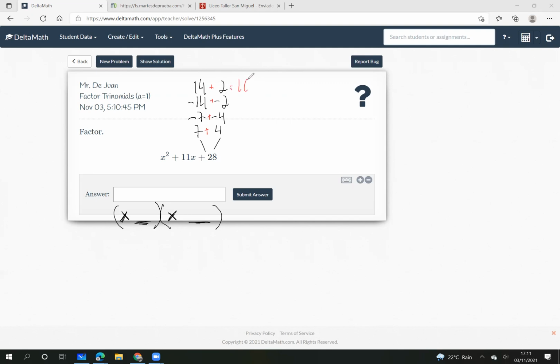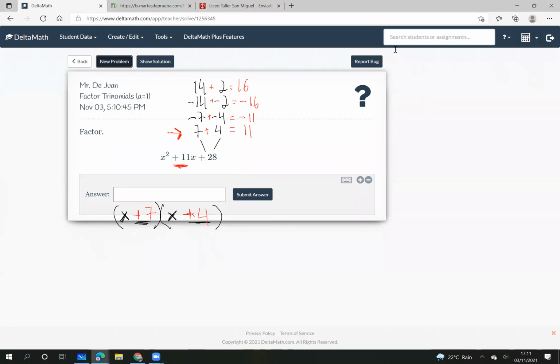So, se suma, y se suma. 14 plus 2 is 16. Nope. Negative 14 plus negative 2, negative 16. Negativo 7 más negativo 4 es negativo 11 y 7 más 4 es 11. ¿Qué es el número que estoy buscando? 11. ¿Qué es el número opción que tenemos? 7 y 4. So we know that the answer here is going to have to be 7. And we know the answer here is going to have to be 4.